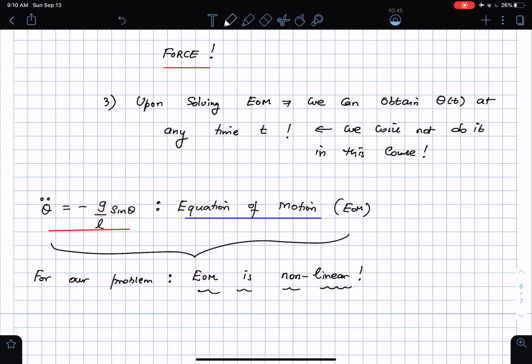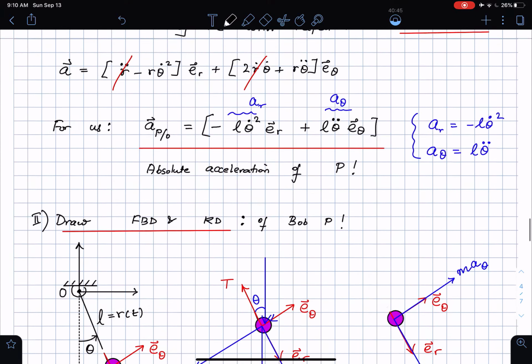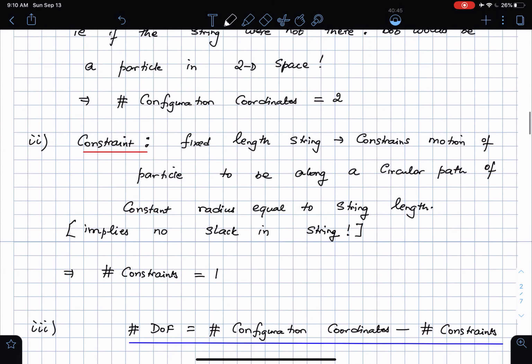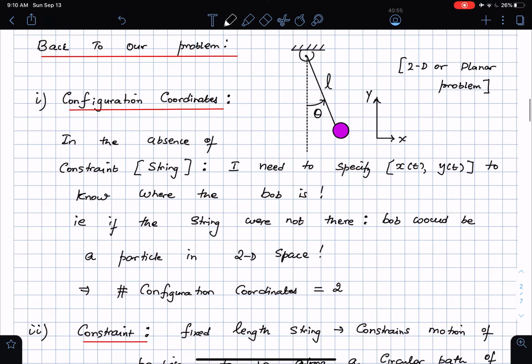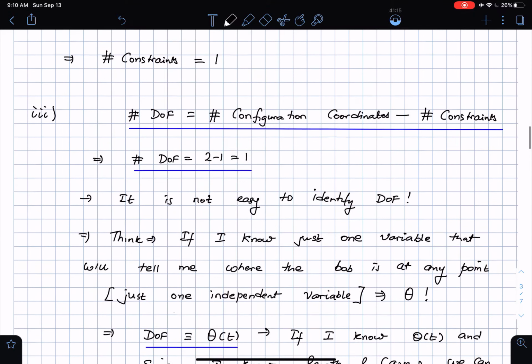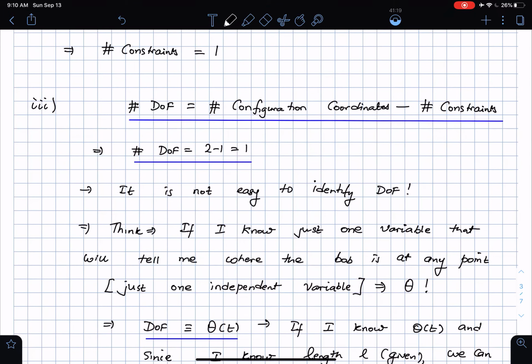Okay, just as a very quick recap, I'm going to go back to some of the terms of importance. Configuration coordinates for our problem were x and y, in the absence of constraints. But typically, the equation of motion is not in terms of the configuration coordinates. It is in terms of the degrees of freedom. So what are the constraints for us? The constraints are that the length of the pendulum is fixed. With two configuration coordinates, the number of degrees of freedom is 2 minus 1, which is 1.